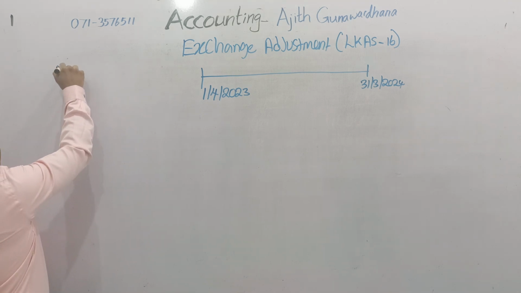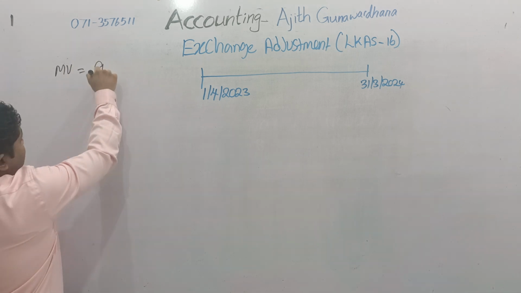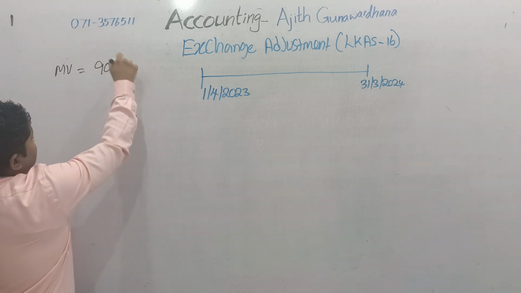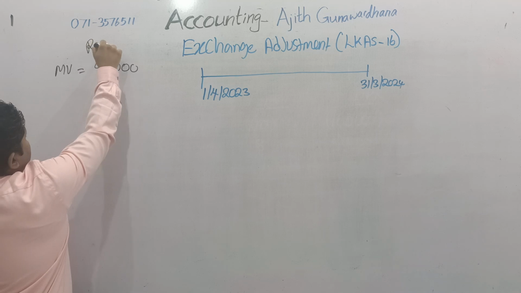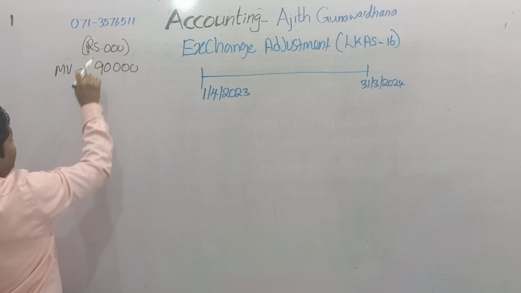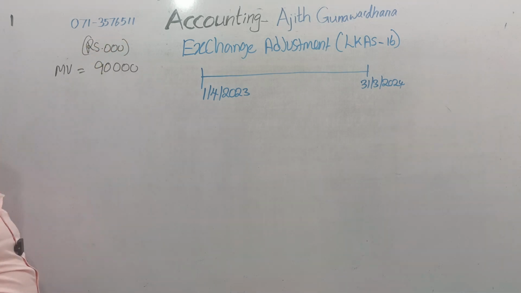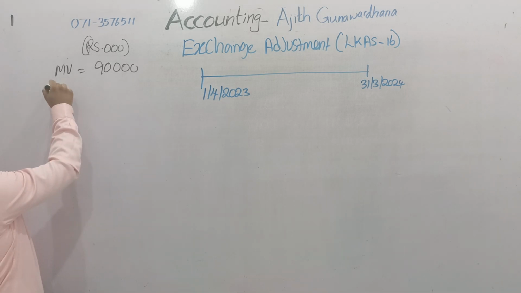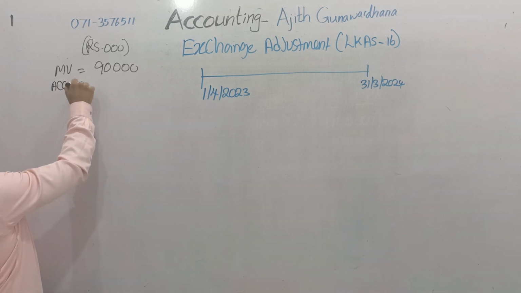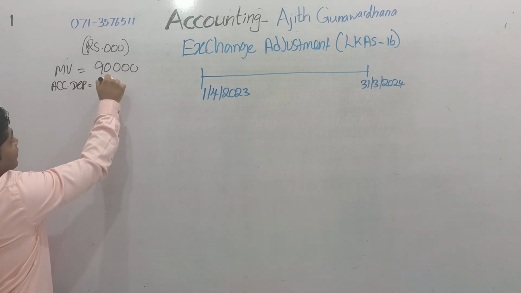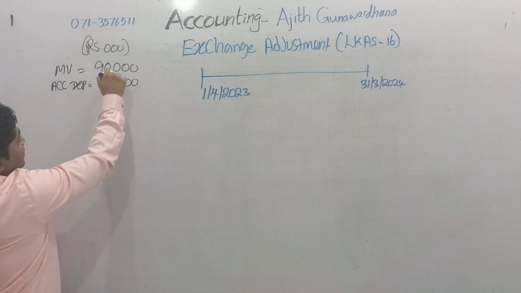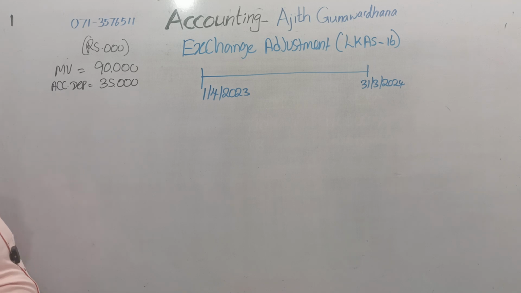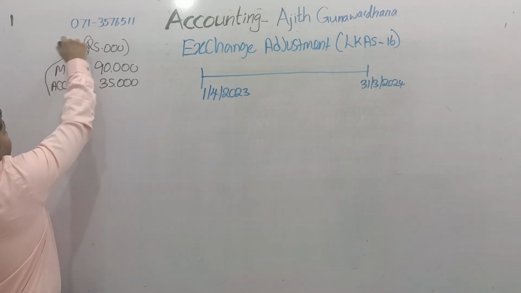Think of motor vehicles in this example. The motor vehicle balance available in the trial balance is 90,000, which is the cost value. Values are in thousands. Accumulated depreciation is also given in the trial balance, 35 million, but remember the values are in thousands. Those are the motor vehicle balances available in the trial balance.